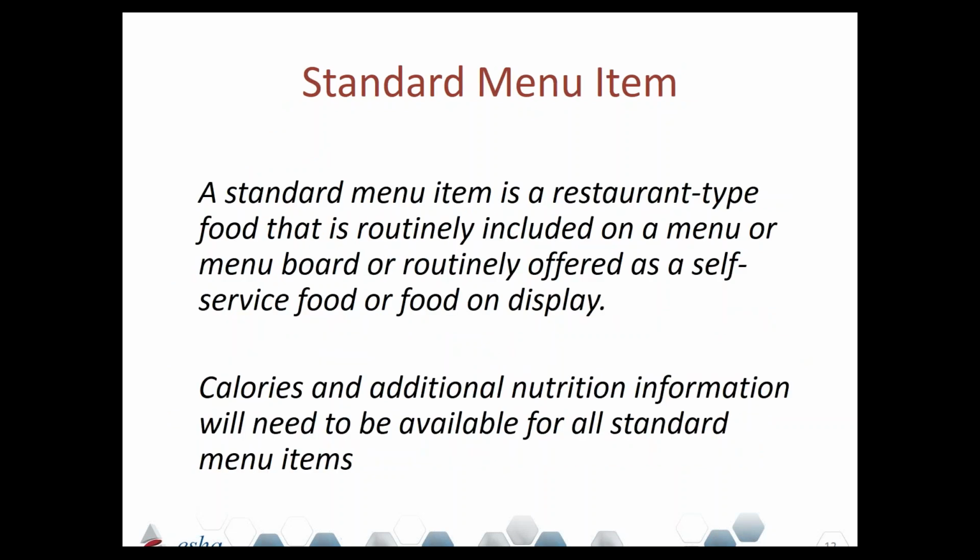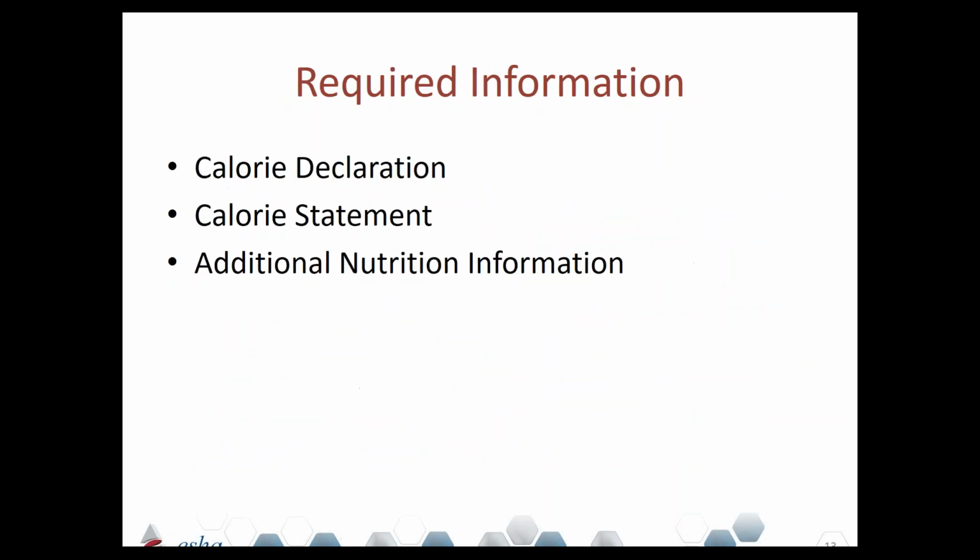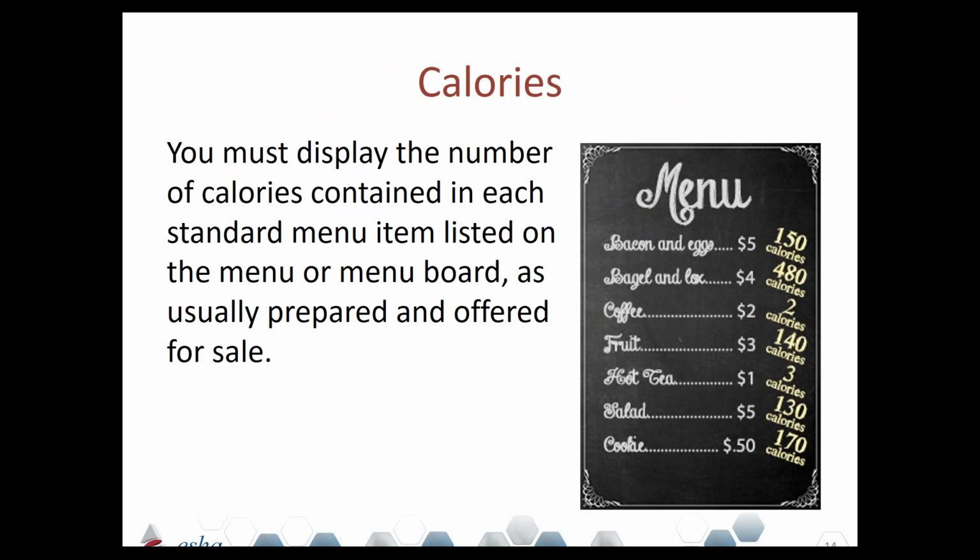A standard menu item is a restaurant type food, which we just talked about, that is routinely included on a menu or menu board or routinely offered as a self-service food or food on display. Calories and additional nutrition information will need to be required for these standard menu items. So this is what we're going to need. We're going to need a calorie declaration, a calorie statement, as well as additional nutritional information for each of those standard menu items. Here's an example of how this might be displayed on a menu. So basically you have the calories listed next to either the price or the name of the item.